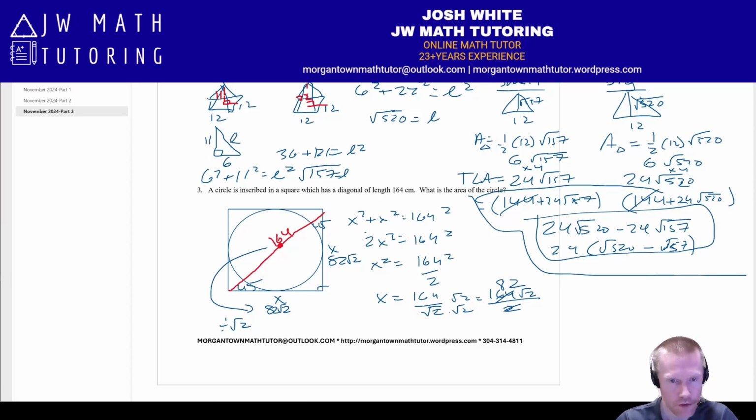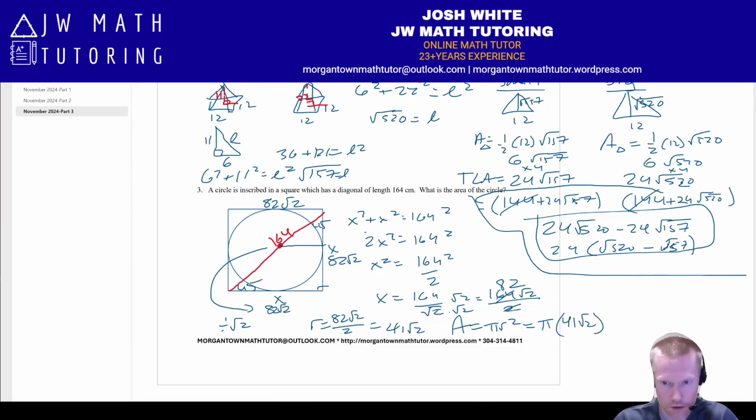Okay? So now what this means is for the circle, the radius is basically going to be half of the side length. So in other words, the radius would go from here to here, so it's going to be 82 root 2 divided by 2, which is 41 root 2. So now to get the area, we can plug that into the area formula, pi r squared, and we have pi, and we have 41 root 2.